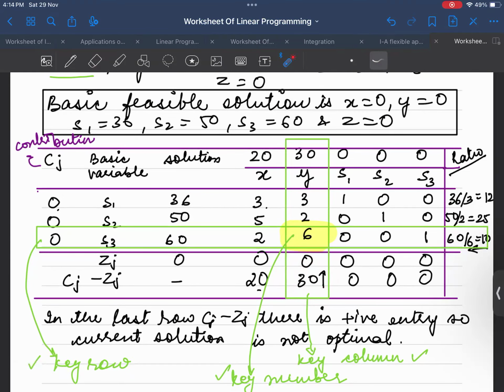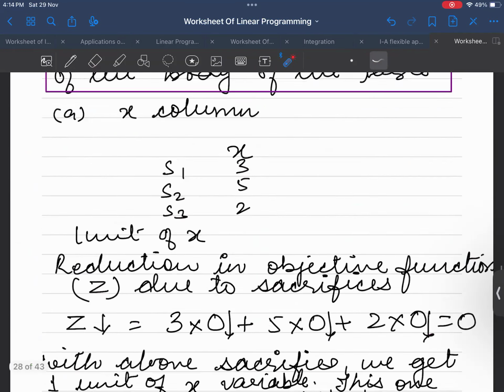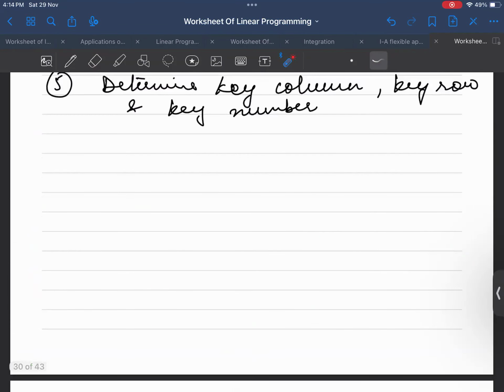Which variable will depart from the current solution? I will simply explain by creating the ratio column. We created a ratio column, and the row with the minimum non-negative quotient. Non-negative, please remember that.